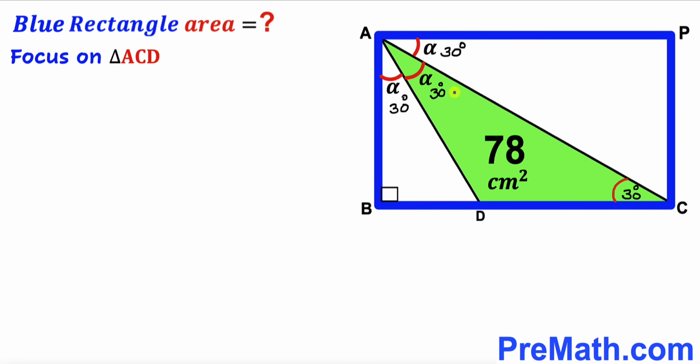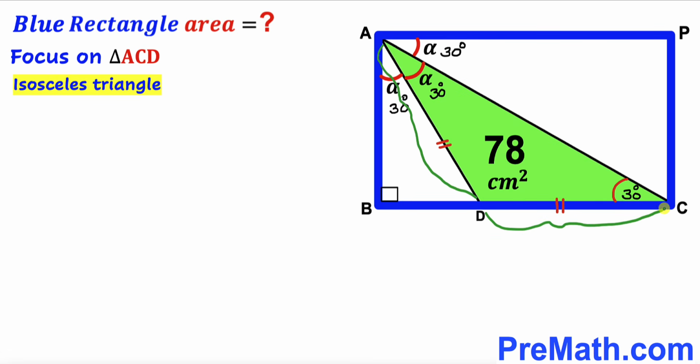And now we are going to focus on this green shaded triangle ACD. And we can see that this triangle is an isosceles triangle, since this angle is 30 degrees and this angle is 30 degrees as well. So therefore we conclude that this side AD length has got to be equal to this side CD length.